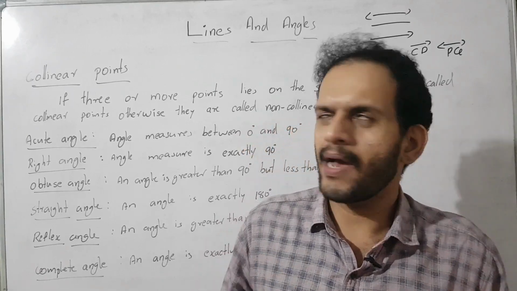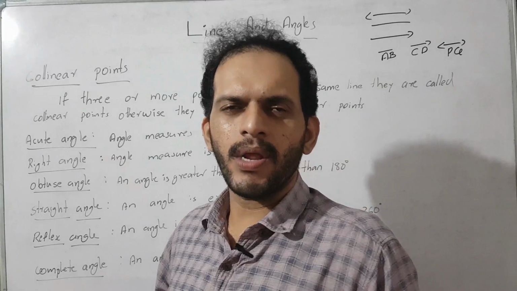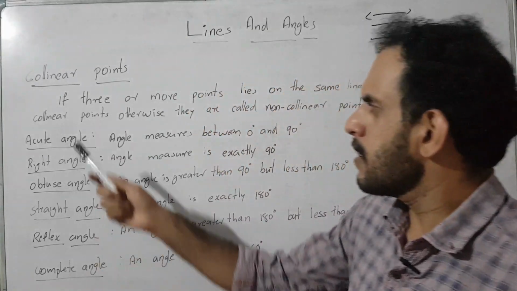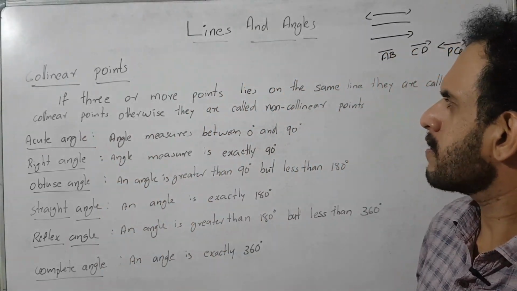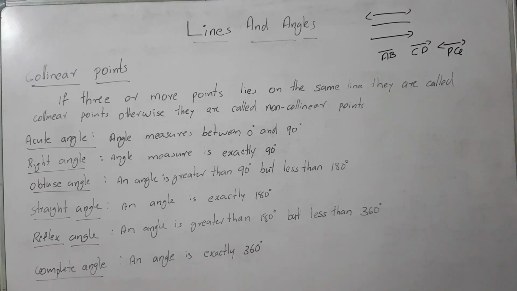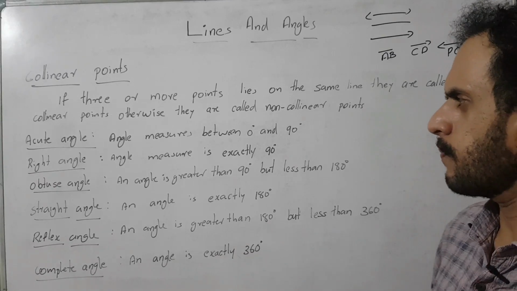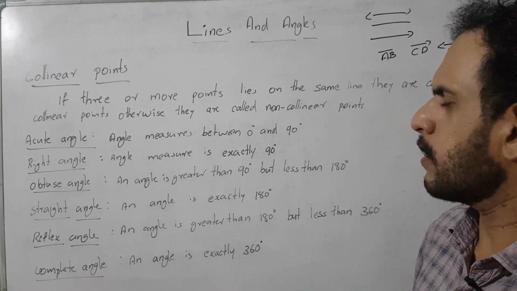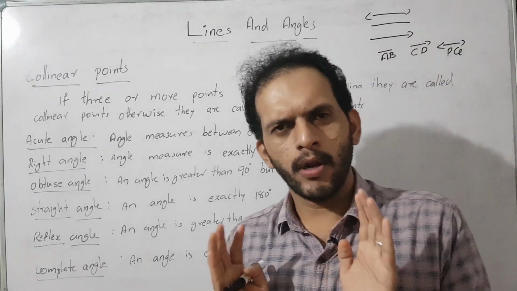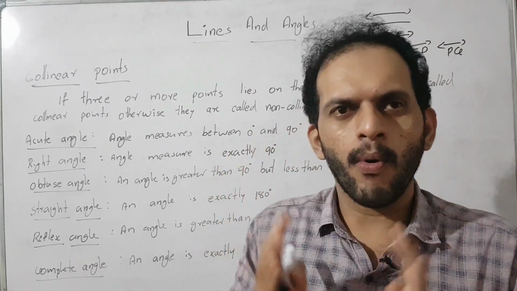We start with the first one, collinear points. What do you mean by collinear points? If three or more points lie on the same line, they are called collinear. Otherwise, they are called non-collinear points. What do you mean by collinear points? The term collinear is very important.